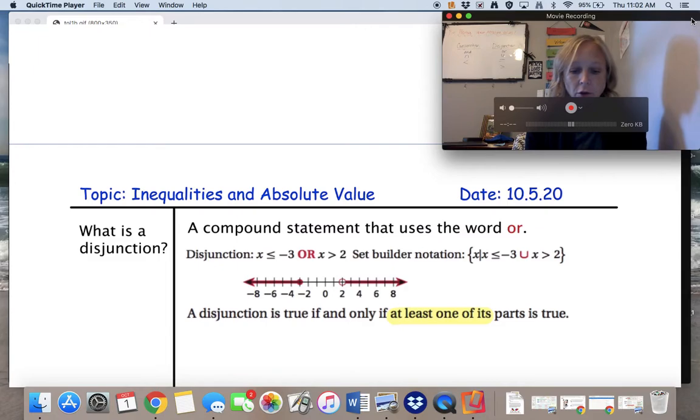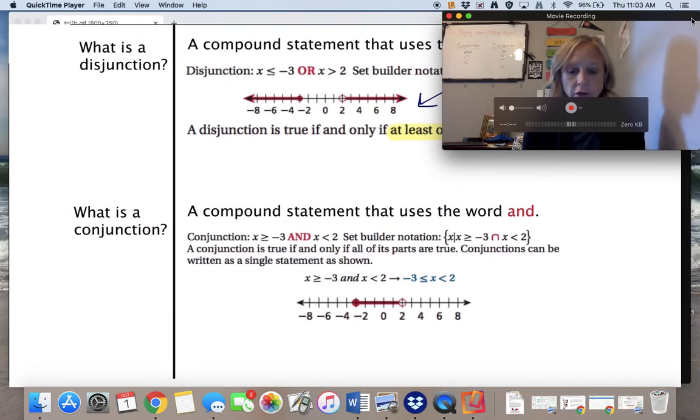Notice when we look at the graph of a disjunction, it's pointing in two different directions. So in this case, x can be less than -3 or greater than 2. And if one of those statements is true, the disjunction is true.